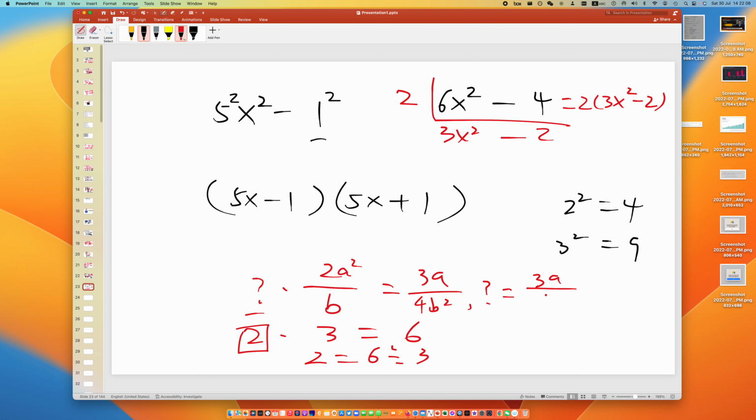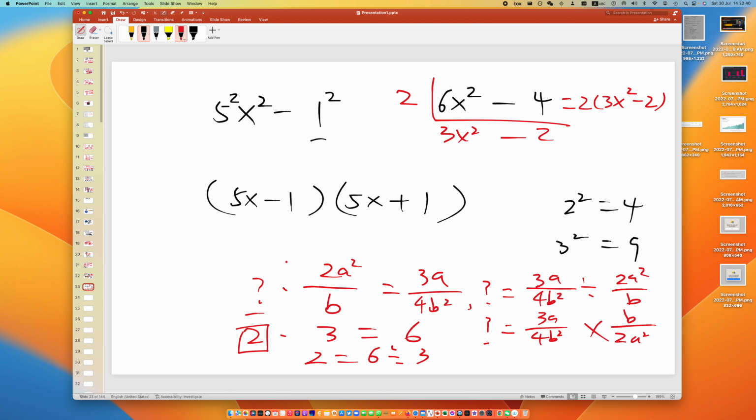Therefore, the question mark is equal to 3a over 4b square divided by 2a square over b. So that's how you find the question mark. Of course, before you continue, you change the divide to times, and then you flip. And then you continue to do the splitting of an element, then you do the cancellation. That's how you do this. Remember this technique: simple example to see above.